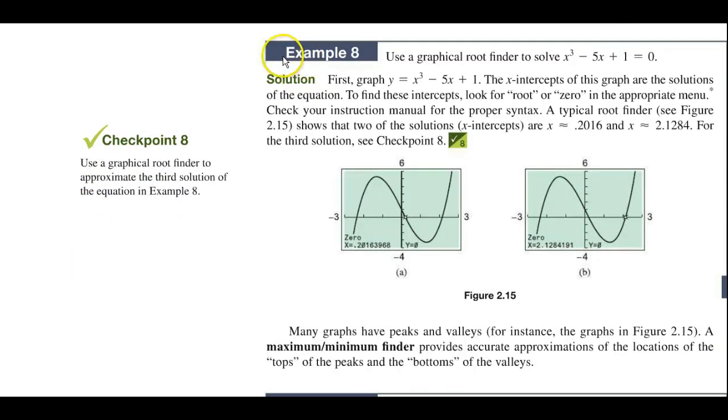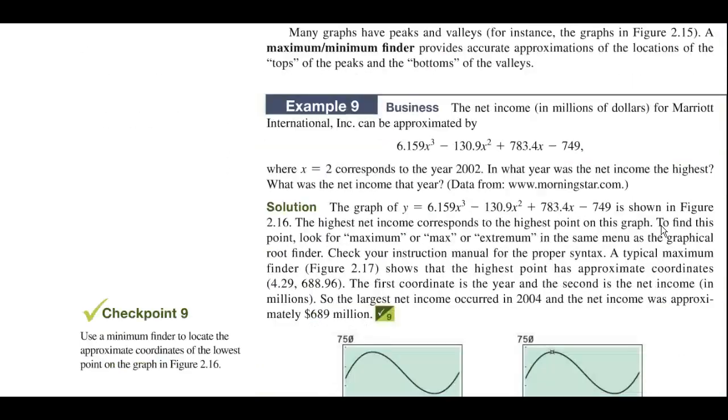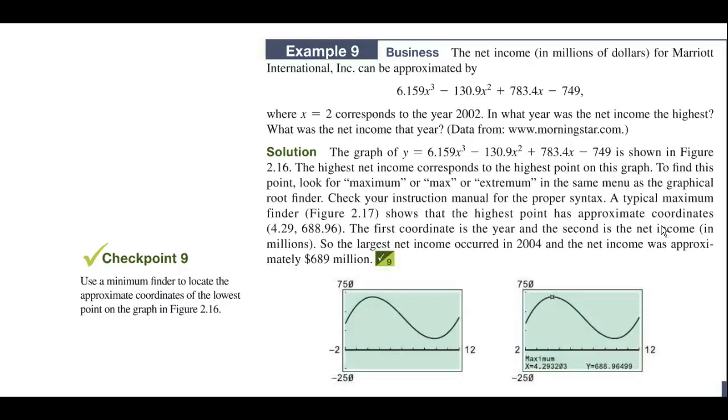And in example 8, use a graphical root finder to find these. Again, there are 3 solutions where your graph will cross the x-axis. These are finding the zeros. And example 9 is something similar. And again, depending on what we're going to be using as a graphing tool.